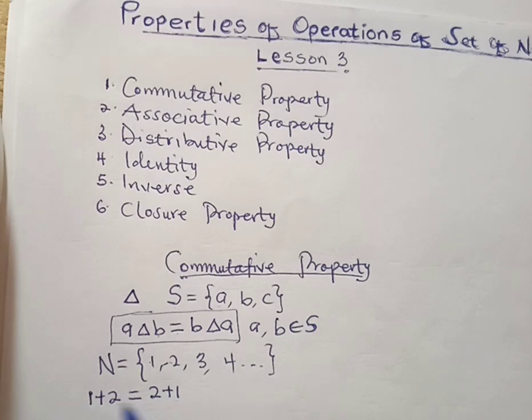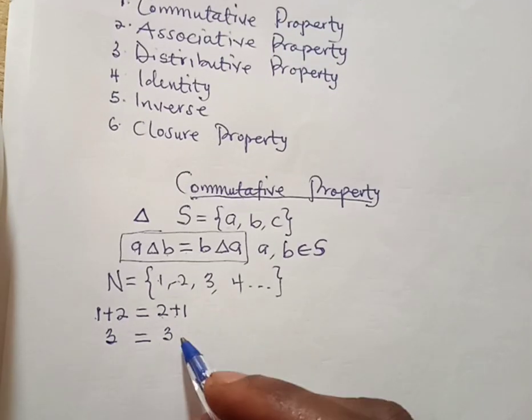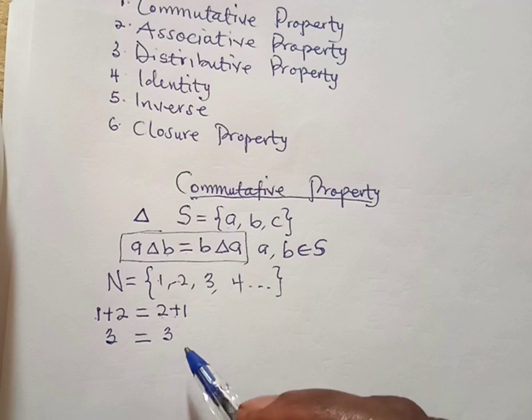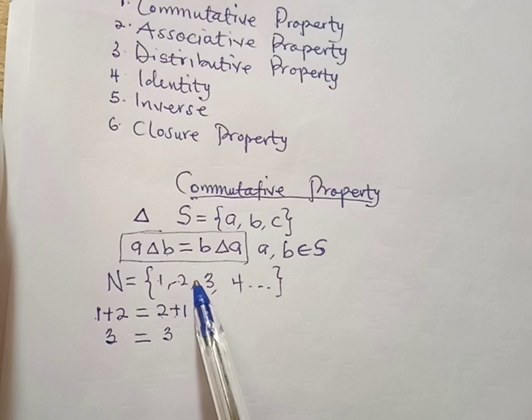So after combining these two elements, 1 plus 2 gives me what? 3. Is it the same as 2 plus 1? Yes, 3. So once we know that what we got on the left side is the same as what is on the right side, then we can conclude that addition is what? Commutative. So we say addition of natural numbers is commutative. That is what we mean by commutativity.